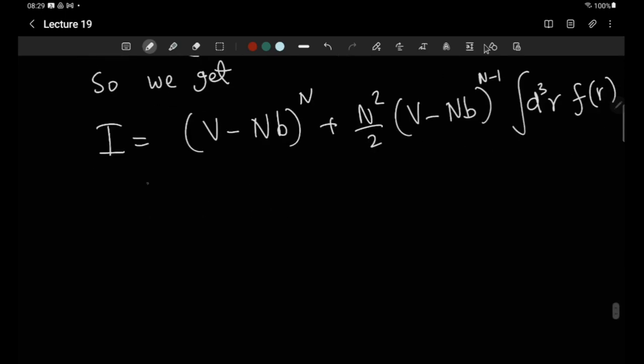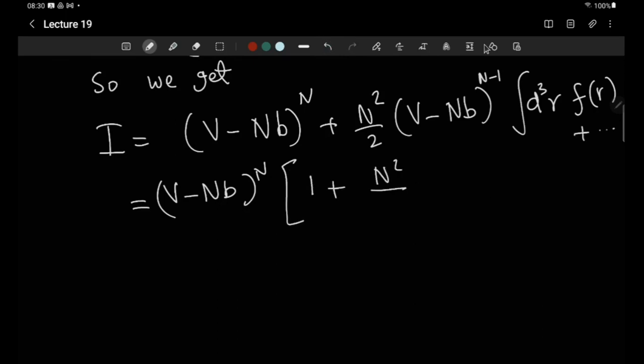Then we can rewrite this whole thing as V minus nb to the power n, plus n square by 2, into 1 plus, and there are a whole bunch of terms. I'm throwing away so many terms. Now again, I'll just write it as 1 by V.